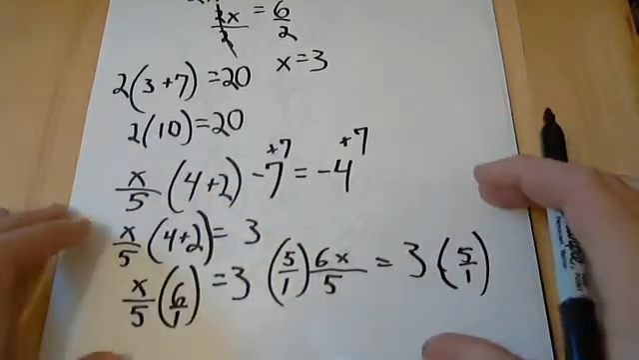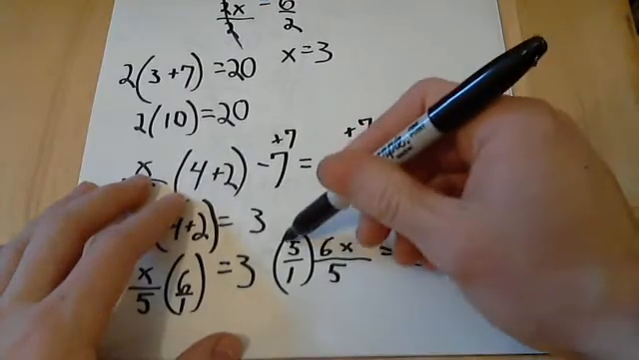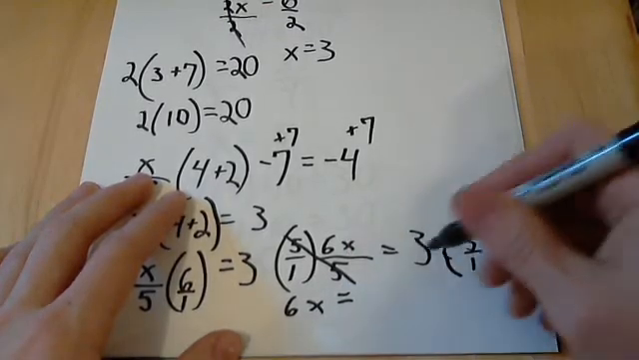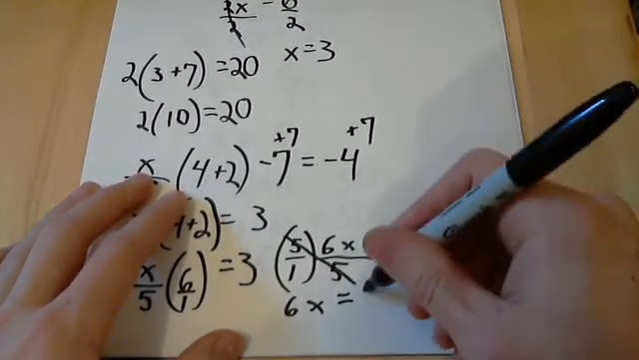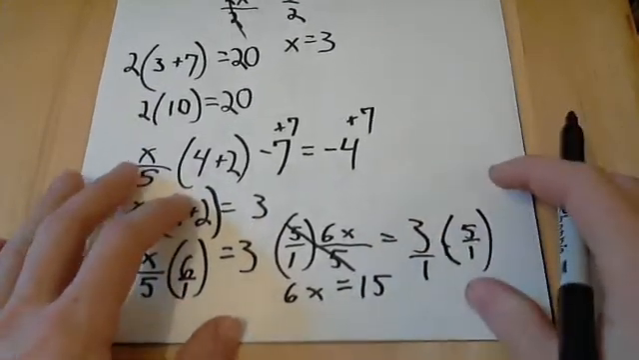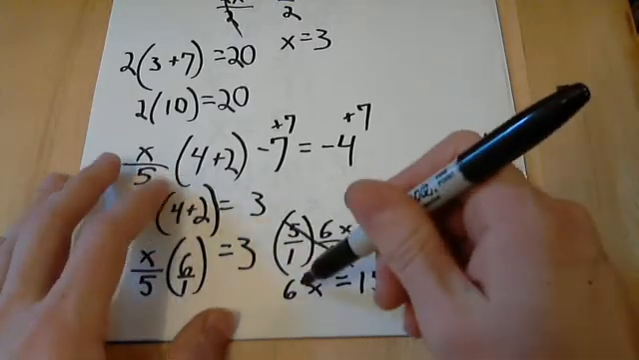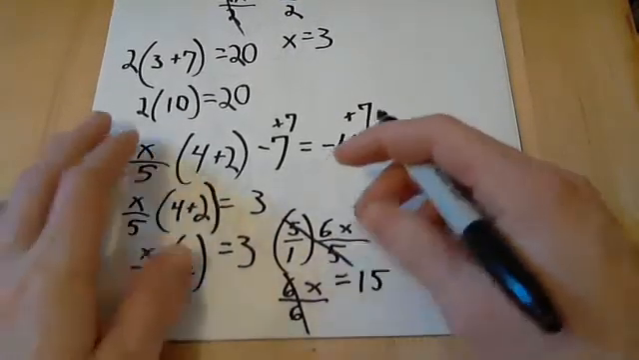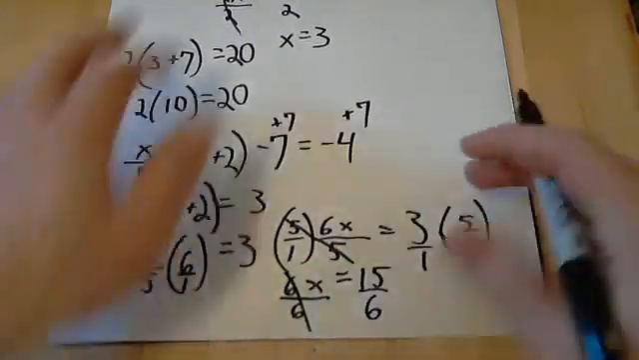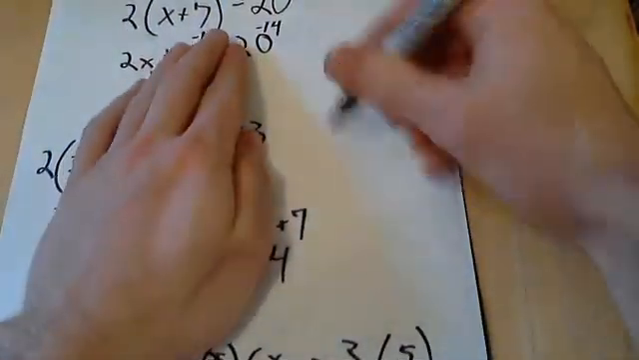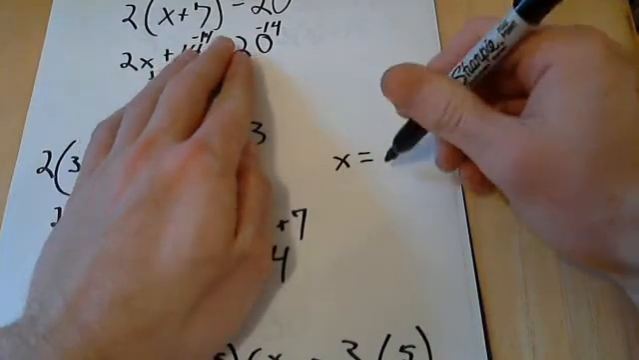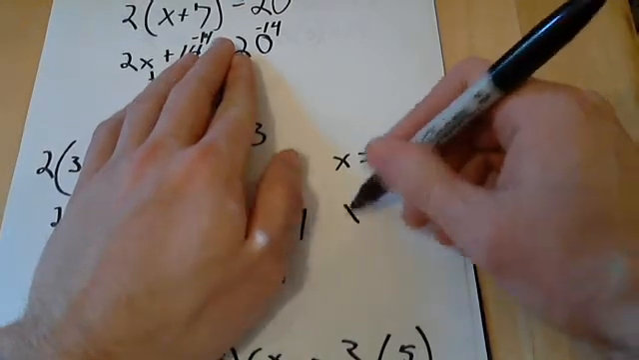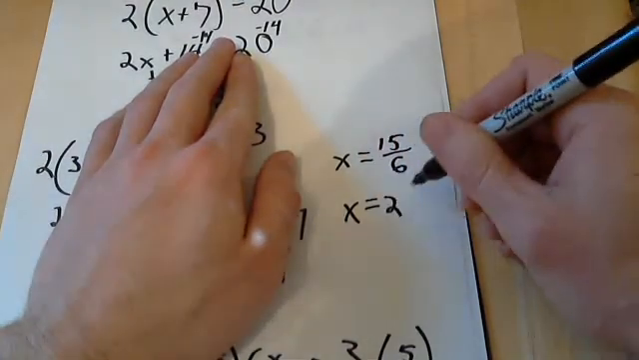Now these 5's are going to cancel, leaving us with 6x equal to 3 over 1 times 5 over 1, which is equal to 15. So now we have 6x equal to 15. All we have to do is do the opposite of our multiplication here, which is division. Divide by 6. Those 6's will cancel. And then divide by 6 on this side as well. And our answer will be x equals 15 over 6. Or if you wanted it as a mixed number, you could say x equals 2 and 1/2.